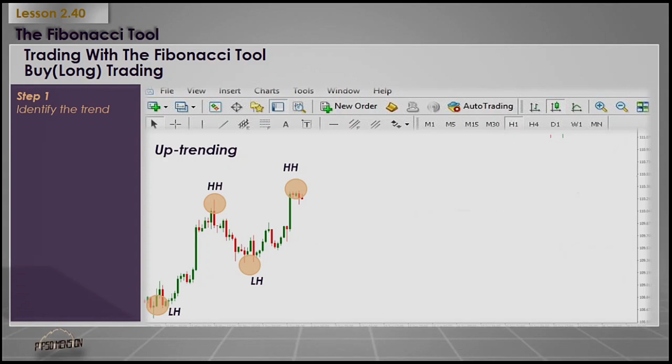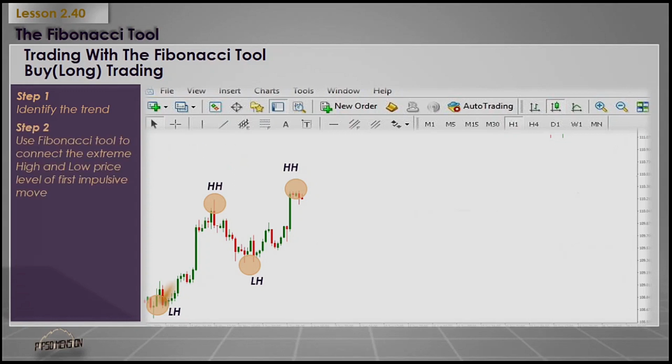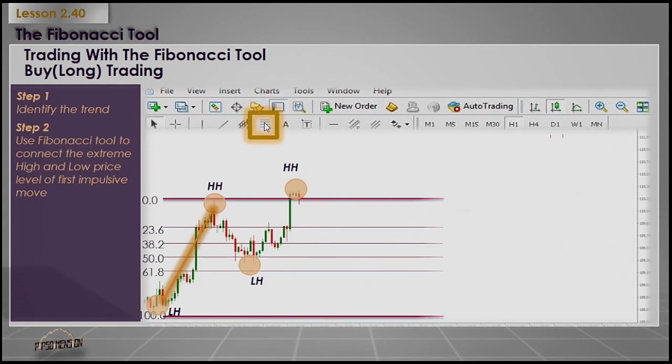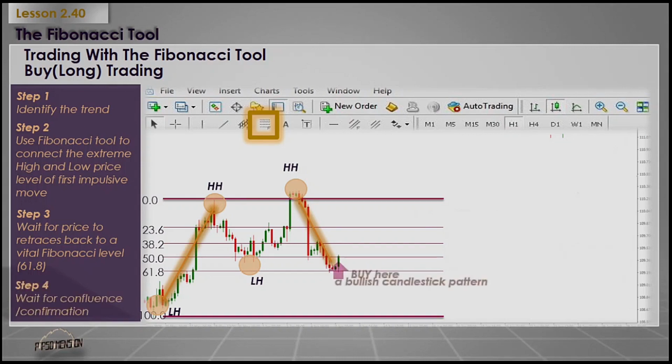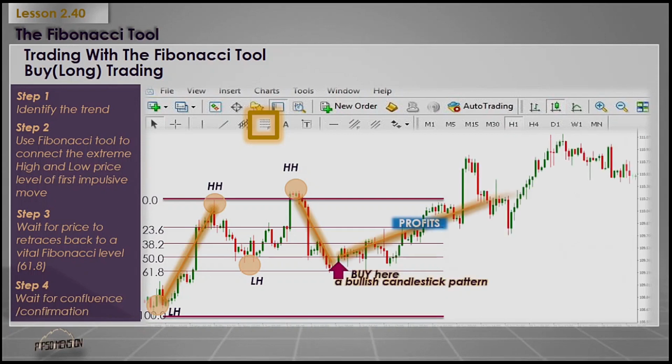Step 2. Let's connect the extreme high price point and the extreme low price point of the first impulsive move with the Fibonacci tool. After that, you wait for the price to retrace back to a vital Fibonacci level, around the 50% to the 61.8% levels. And the last step, a confluence or a confirmation. You can see a hammer candlestick, and next to it is another bullish candlestick. This is a confirmation to enter a buy trade.